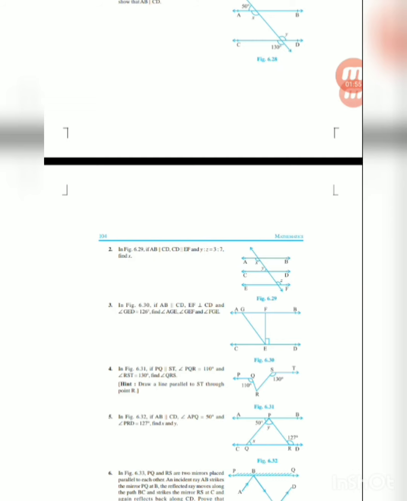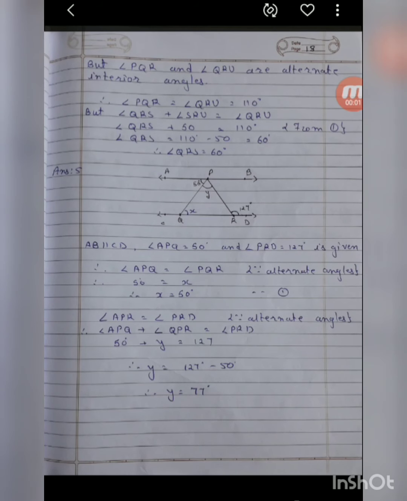Now question number 5. In figure 6.32, if AB is parallel to CD, angle APQ is equal to 50 degrees and angle PRD is equal to 127 degrees, then find X and Y. Answer 5. You see in the figure AB is parallel to CD and triangle PQR. Here angle APQ is equal to 50 degrees, angle PQR is equal to X, angle QPR is equal to Y and angle PRD is equal to 127 degrees.